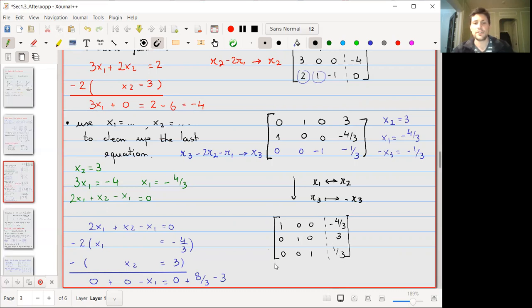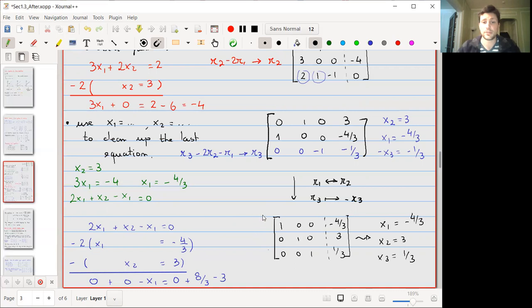If I read off this augmented matrix out here, what these rows translate to in terms of equations is that x1 is -4/3, x2 is equal to 3, and x3 is equal to 1/3, which is the solution to our problem. We did this example keeping equations and the matrix in parallel, but you can certainly solve these problems forgetting about the equations and just looking at the matrix.